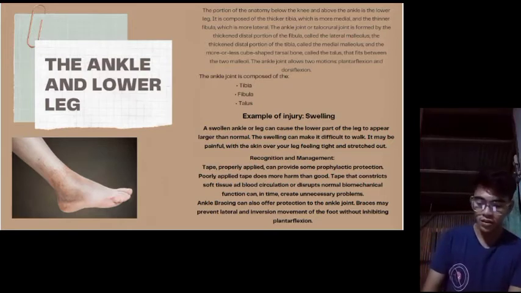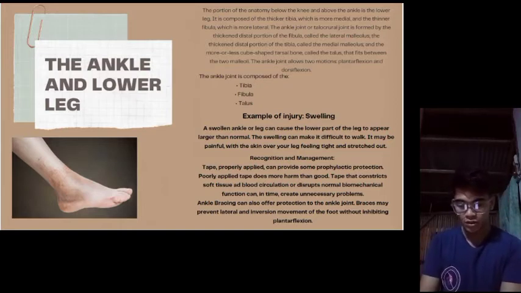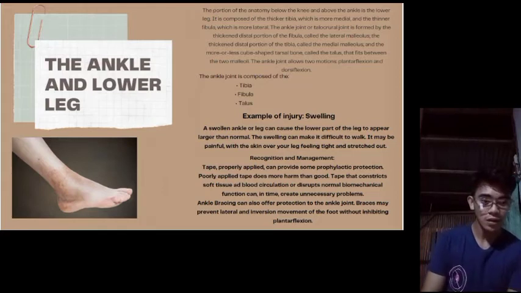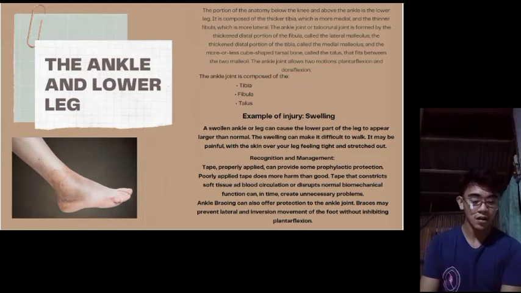Swelling is the result of the increased movement of fluid and white blood cells into the injured area. The release of chemicals and the compression of the nerves in the area of injury cause pain. The pain and swelling can keep the athlete from using the injured part, serving to protect it from further injury. For recognition and management, tape properly applied can provide some prophylactic protection. Poorly applied tape does more harm than good. Tape that constricts soft tissues and blood circulation or disrupts normal biomechanical function can, in time, create unnecessary problems.